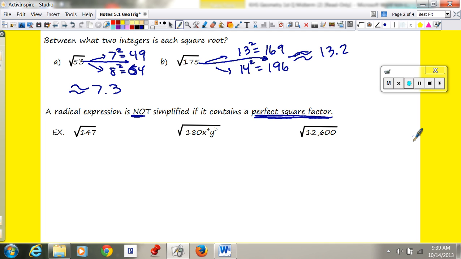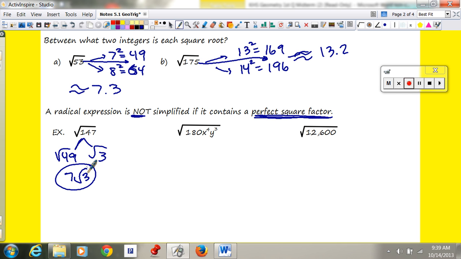147 doesn't look like that has a perfect square in it, but it actually does. You can actually take out a 49. 49 times 3, and 49 is a perfect square. What comes out of the square root when you have radical 49? 7 does, because 7 times 7 is 49. So this is just going to be 7 radical 3 right there. That's how you want it. You want the smallest possible radical you can get. So always try to break them down.